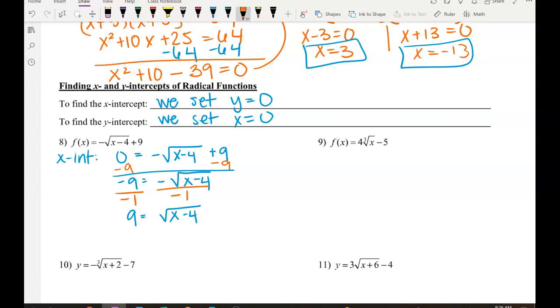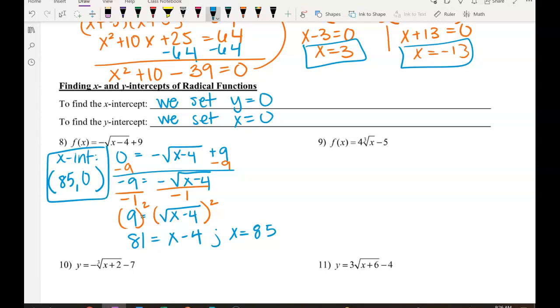To undo the square root, Jacob, we will raise both sides to which power? 2. Good. And 9 squared is? 81 equals x minus 4. Add 4 to both sides. X comes out to be 85. Write it as an ordered pair for me, y'all. All right, 85, comma what? 0. Box that up.